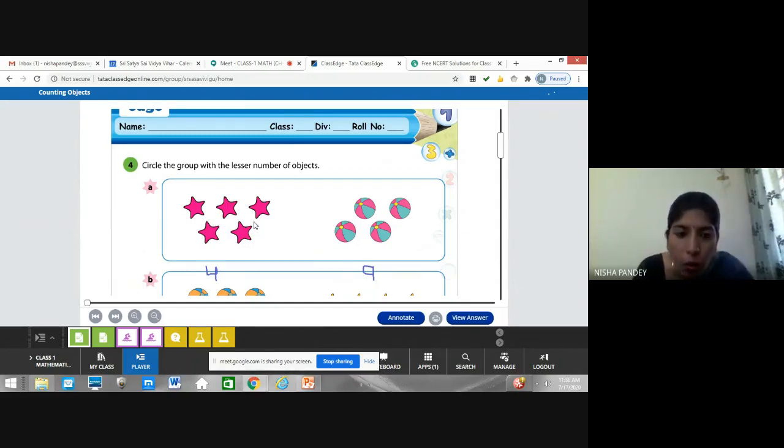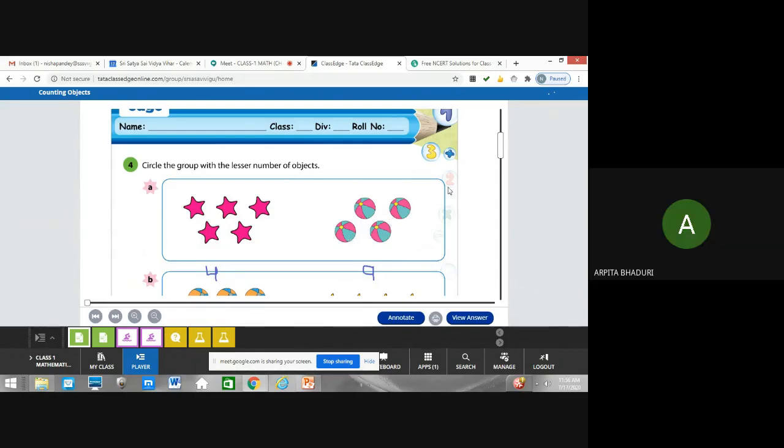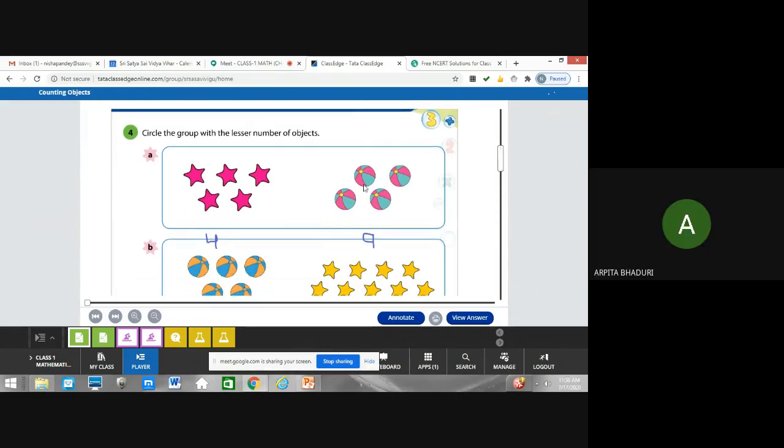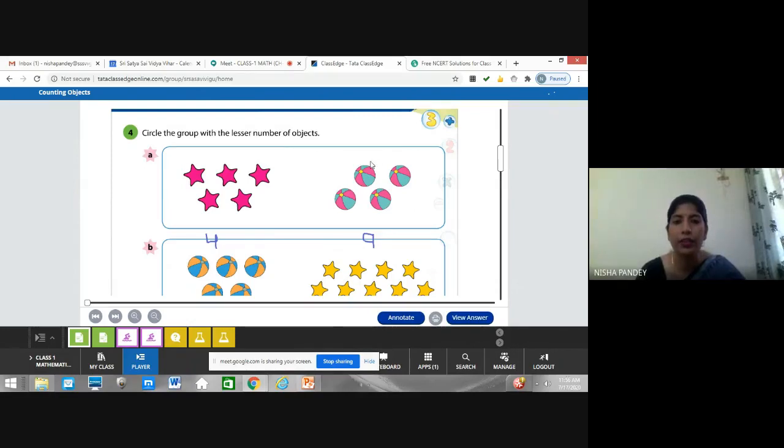Okay. Now how many stars are here? One, two, three, four, five. Five stars are here, and balls, how many balls are here? One, two, three, four. Four. So which one is lesser? Kam kaun sa hai? Ma'am, balls. Balls are lesser, right? So what we have to do here is just circle it. We can take this red. We'll make a circle, right? It's not a good circle, but you have to make a nice circle.